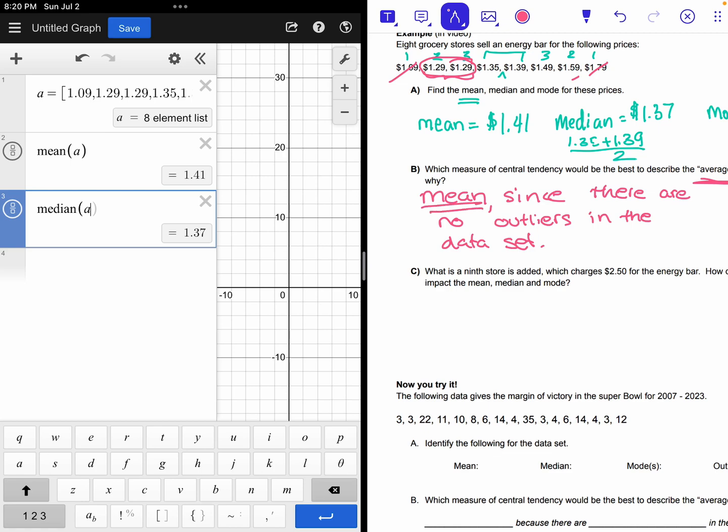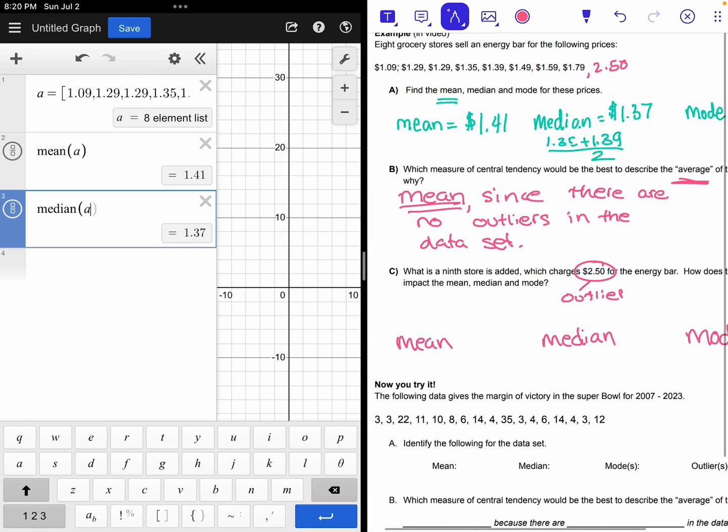Okay, so what if there was an outlier? Let's say hypothetically we get an additional store, and this store charges $2.50 for that energy bar. So we're going to get a whole nother data point here. And you'll notice that this new data point is a huge way away from the other data point. So we would think of it as an outlier. So the question here is, how does that outlier impact our data? So let's go into our data set, and we're going to find the mean, the median, and the mode, and look at what happened and talk about what happened to our data.